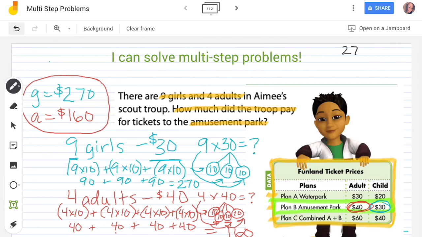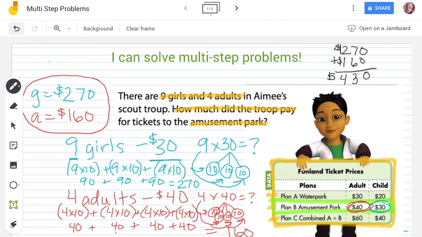So I have $270 for the girls plus $160 for the adults. 0 plus 0 is 0. 7 plus 6 is 13. I put my ones digit down and I carry my 10. 2 plus 1 is 3, plus what I carried is 4, which really stands for 400.